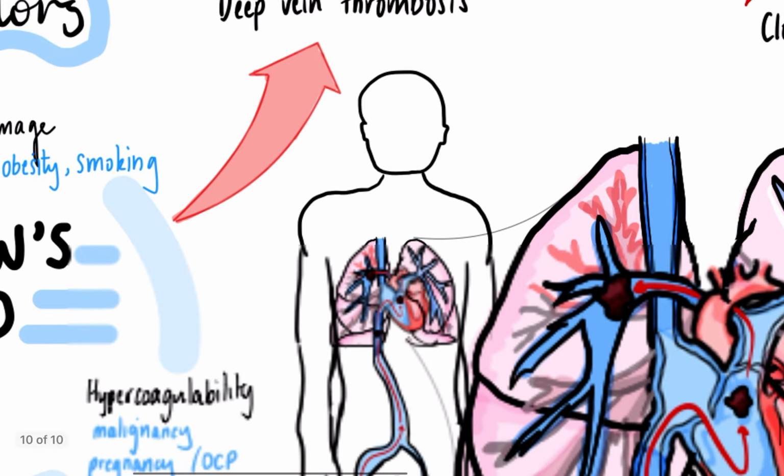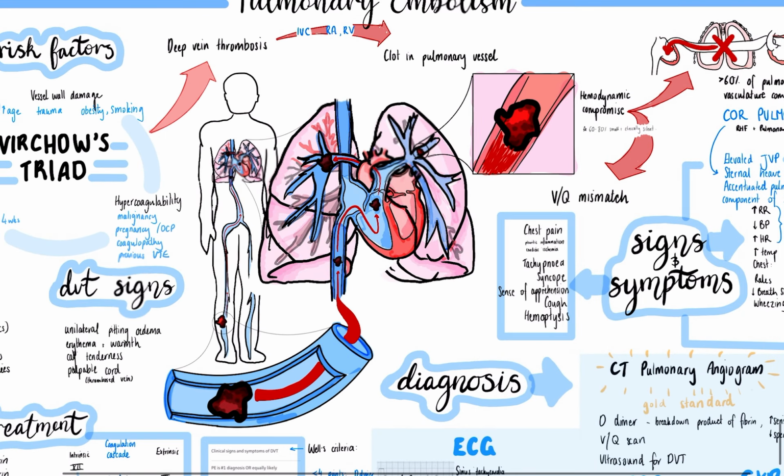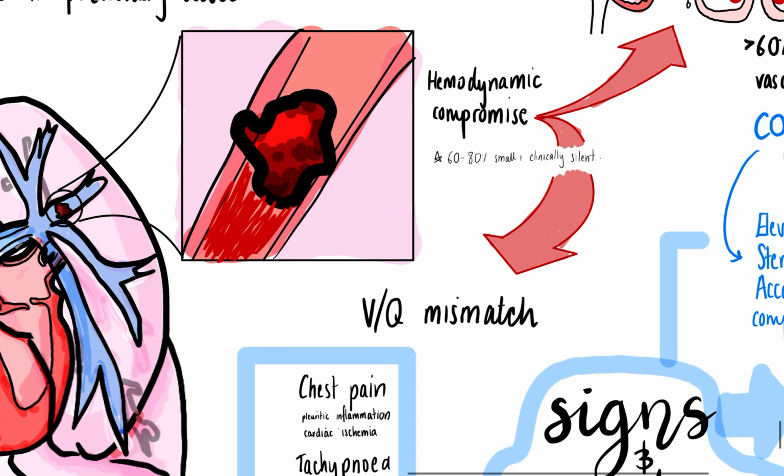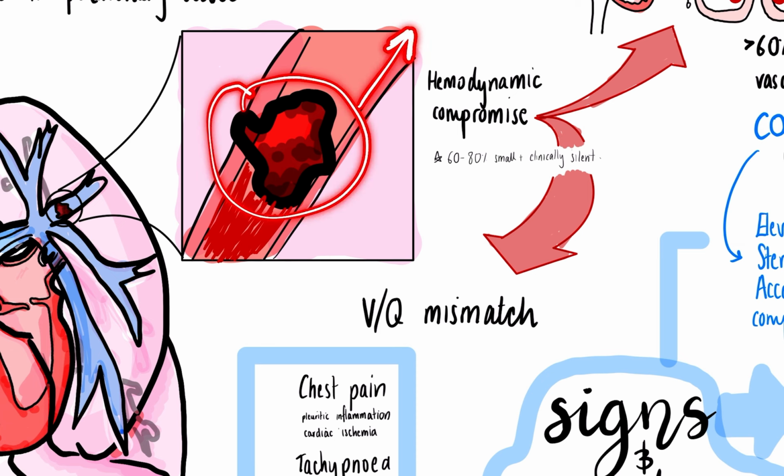Once you have a deep vein thrombosis, it's going to travel up through the IVC, the inferior vena cava, and then transfer into the right atrium, the right ventricle, and into the pulmonary circulation. You can see here that this clot has traveled into the pulmonary vessels and has caused hemodynamic compromise. Once a vessel has been occluded in the pulmonary circulation, the tissues that lie distal to that embolus are not going to be receiving any blood.